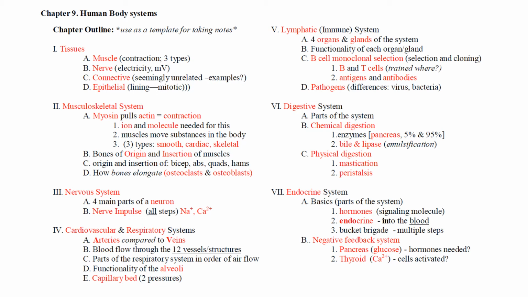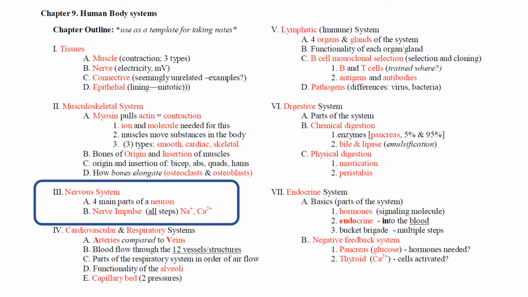Chapter 9, the human body system. This chapter gives an expansive overview of, well, us. The human body has many components, but today we'll go over the nervous system and nerve impulse.